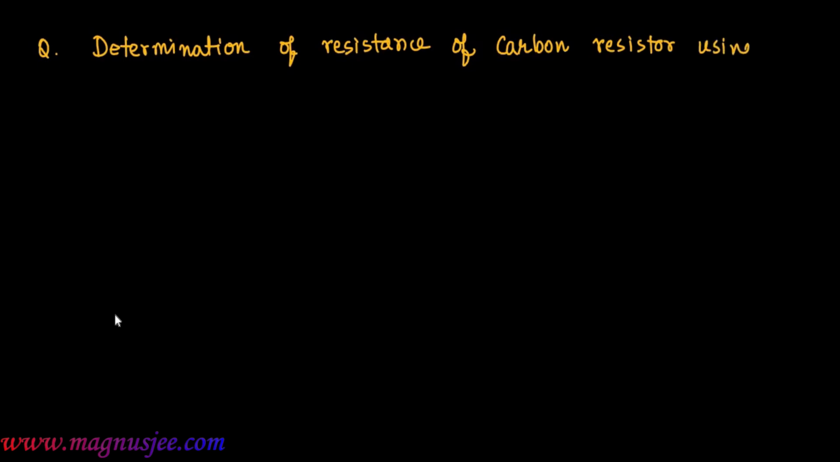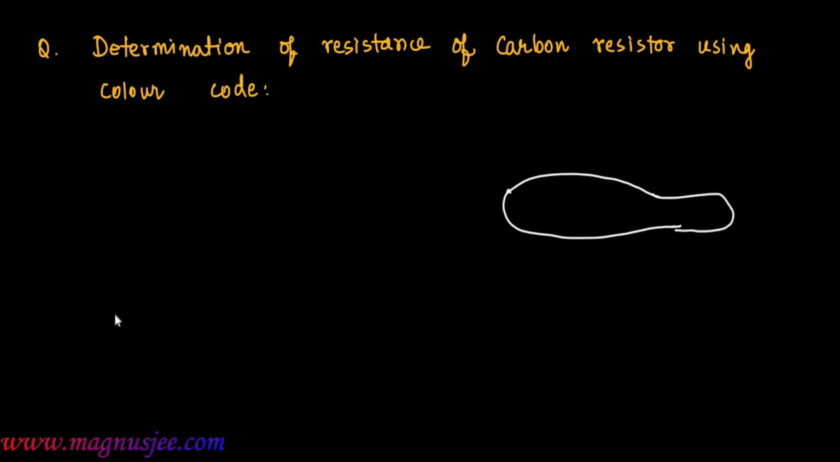Now, determination of resistance of a carbon resistor using color code. We can draw a carbon resistor. This is a carbon resistor.